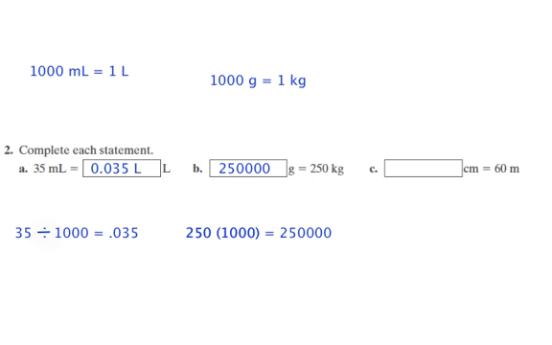And finally, for 2C, we have 60 meters being converted into centimeters. There are 100 centimeters in every meter. So to figure out how many centimeters are in 60 meters, we're going to take 60 times 100. When we take 60 times 100, we get 6,000 centimeters.